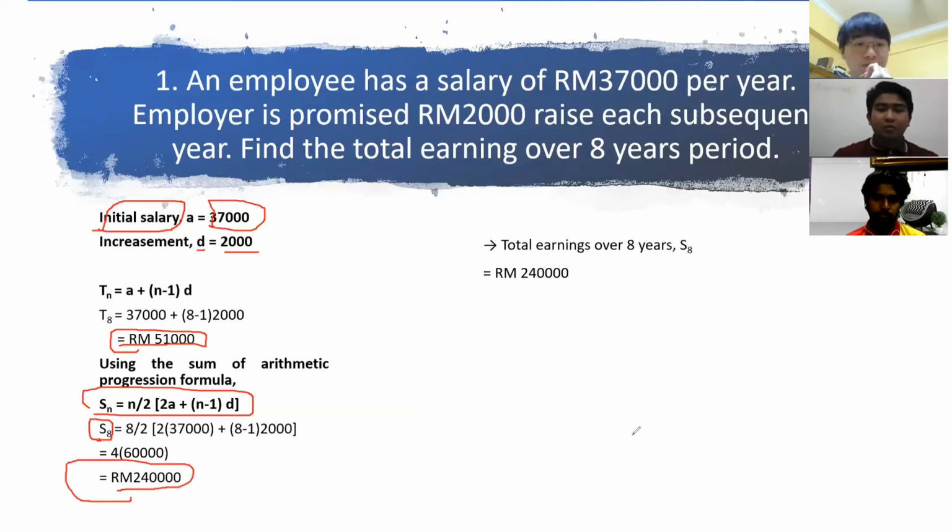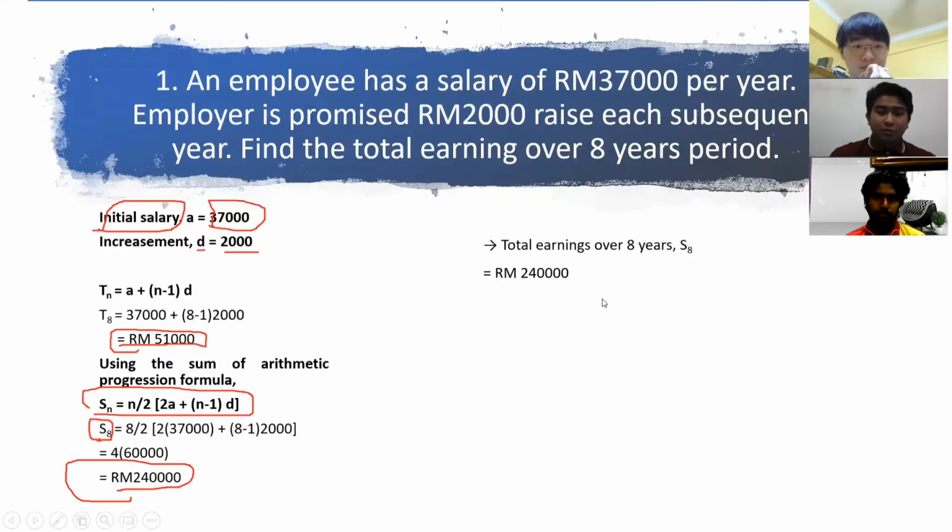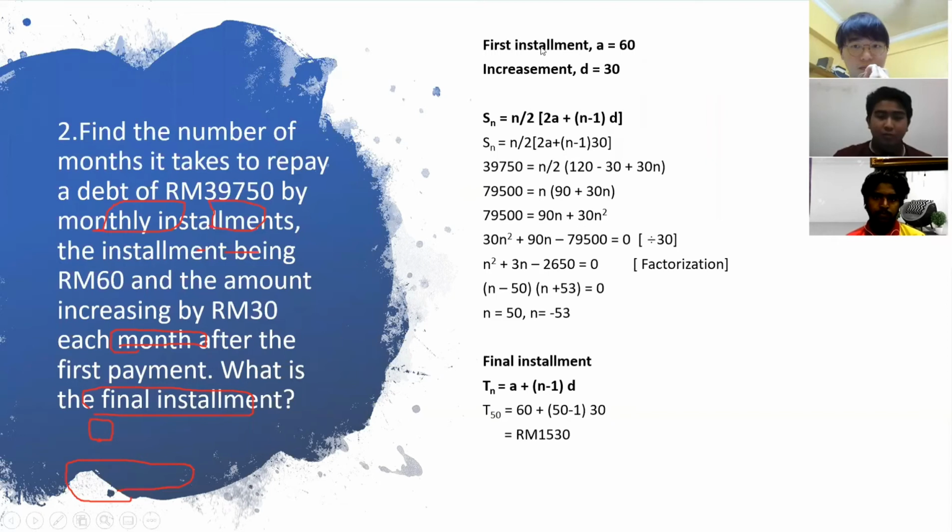So the next question: find the number of months it takes to repay a debt of 39,750 ringgit by monthly installments. The first installment is 60 ringgit and the amount increases by 30 ringgit each month after the first payment. What is the final installment?